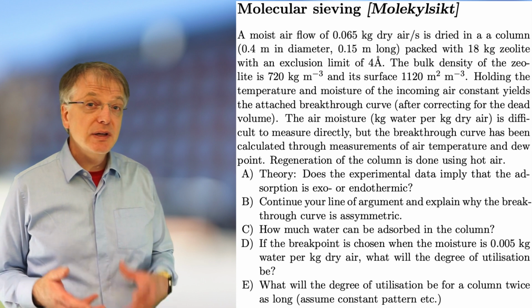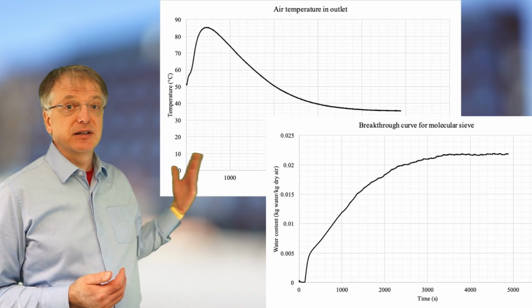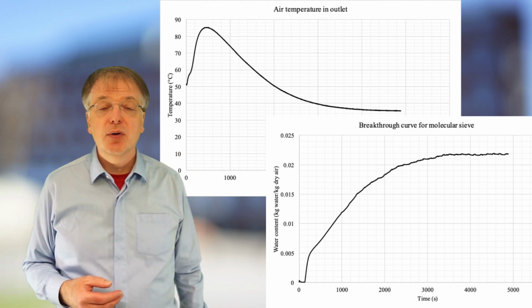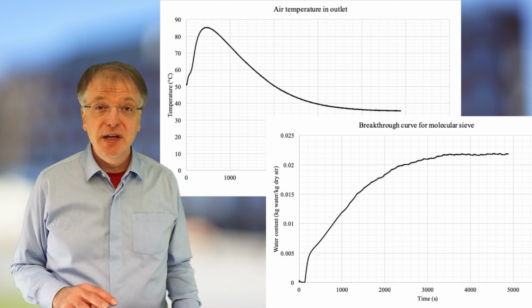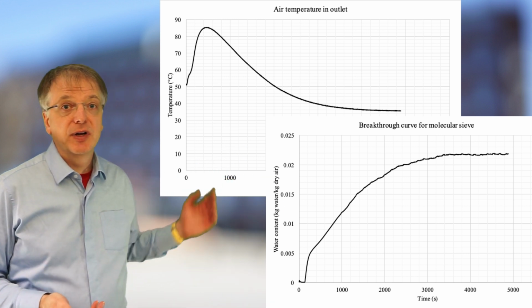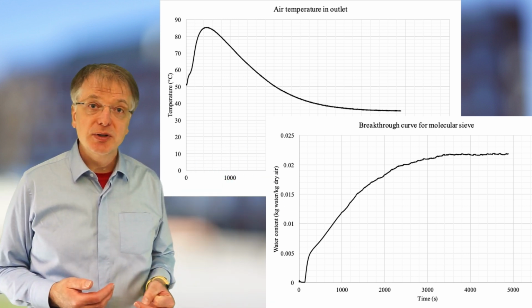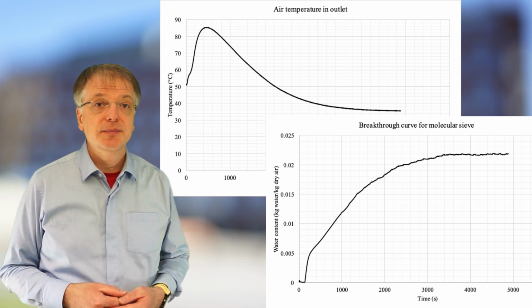Holding the temperature and moisture of the incoming air constant yields the attached breakthrough curve and this temperature curve after correcting for the dead volume. The air moisture, kilogram of water per kilogram of dry air, is difficult to measure directly, but the breakthrough curve here has been calculated through measurements of the air temperature and the dew point. Regeneration of the column is done using hot air.